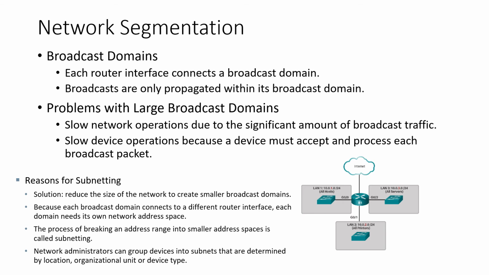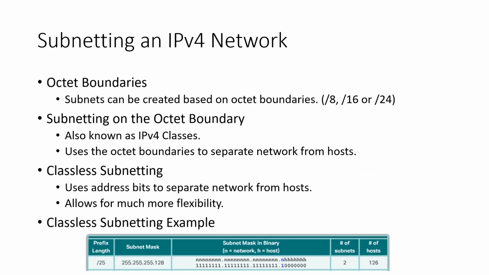So, reason for subnetting. Okay, solution. Why is subnetting done? Why is it important? To reduce the size of the network to create smaller broadcast domains. Because each broadcast domain connects to a different router interface, each domain needs its own network address space. The process of breaking an address range into smaller address spaces is called subnetting. Network administrators can group devices into subnets that are determined by location, organizational unit, or device type.